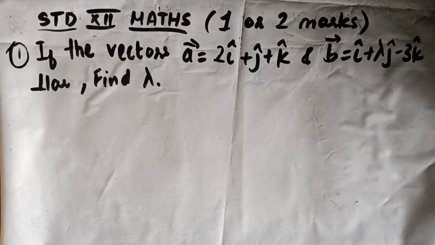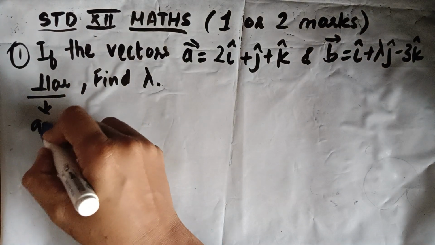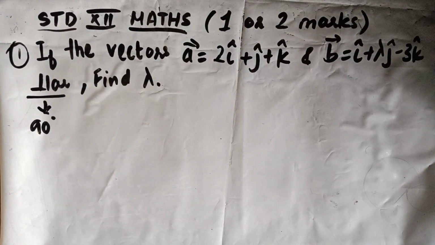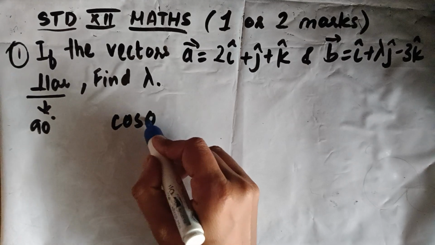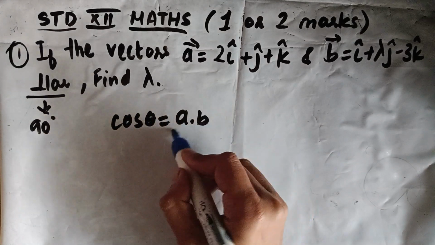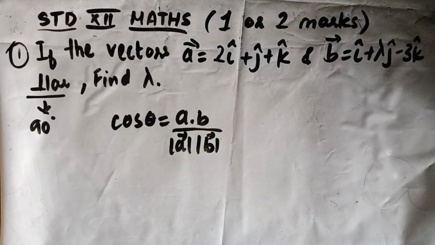So the question is, if the vectors A = 2i + j + k and B = i + lambda j - 3k are perpendicular, then you have to find lambda. Okay, so perpendicular meaning what? The angle between them is 90 degrees. So you can use our cos theta formula for the dot product. Cos theta equals A dot B upon magnitude of A and magnitude of B, right?